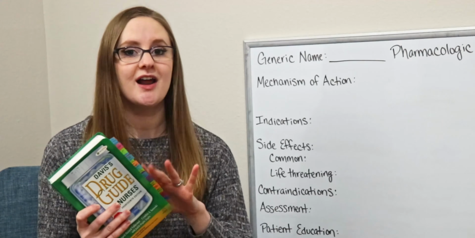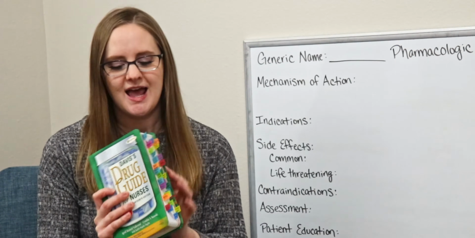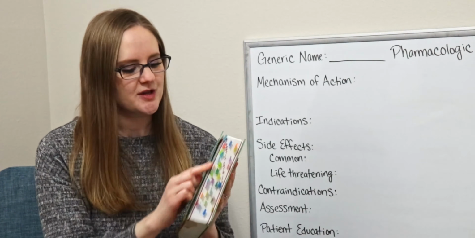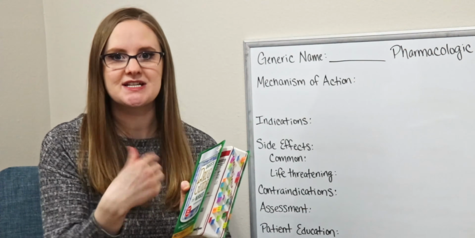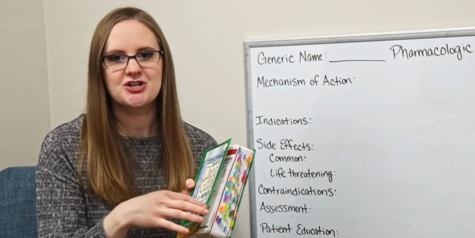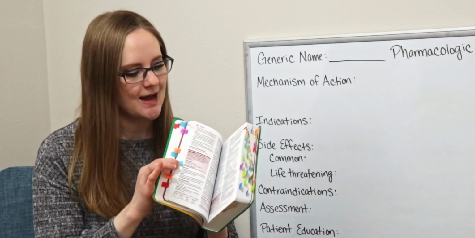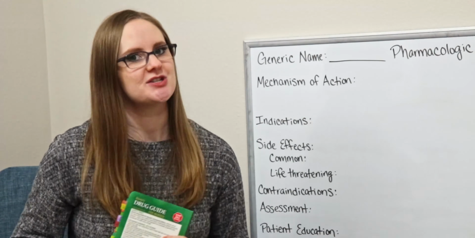I get questions a lot about how I tab mine, so I just found these little flag post-it notes and I wrote the medication names on them. So I only did it for the medications that I gave all the time at clinical so that I didn't have to keep flipping through the book to try to find what I needed. I could just find the tab, open the tab up right there, and the medication was right there. So that's a handy tip if you want to do that for yourself.